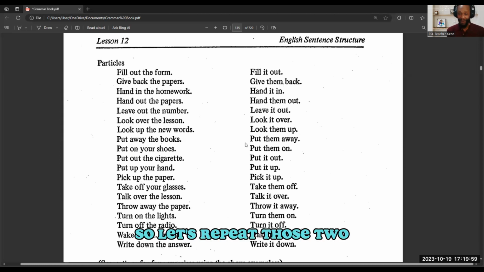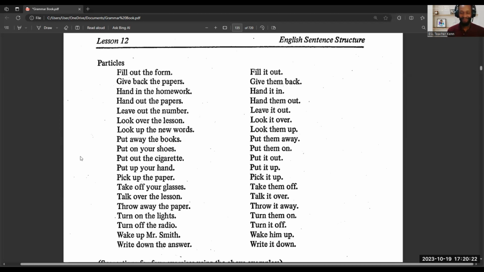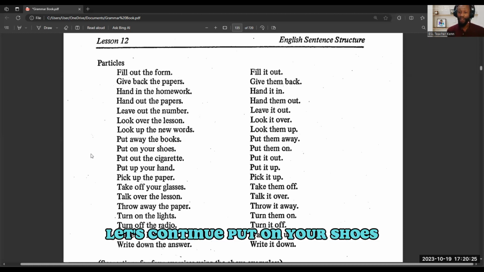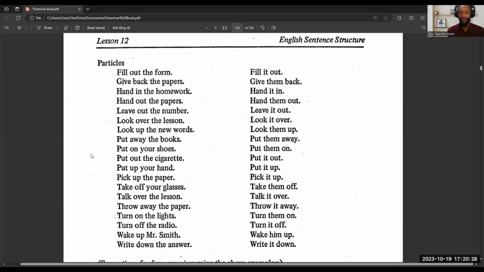So let's repeat those two. Put away the books. Again, put away the books. Put 'em away. Again, put 'em away. Let's continue. Put on your shoes. Put on your shoes. Put 'em on. Again, put 'em on.